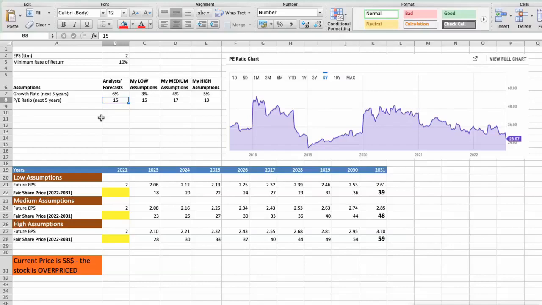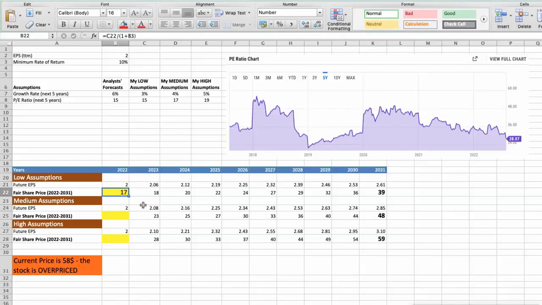First scenario. Baxter International will have bad performance in the next 5 years, and we will use the following parameters in our calculation. Future growth rate would be a low, 3%. Future P/E would be a low, 15. In this case, the fair value of the stock today would be $17. Second scenario.